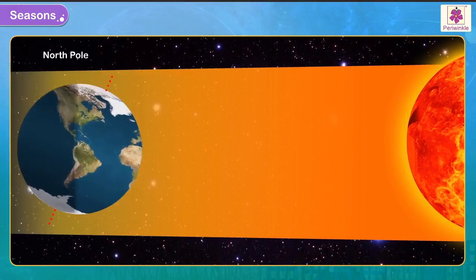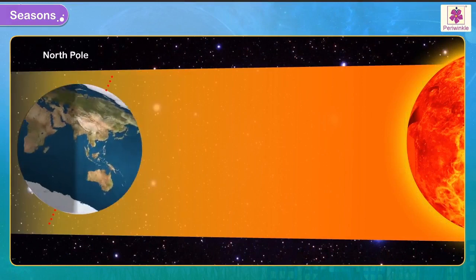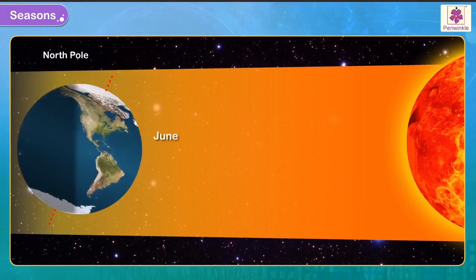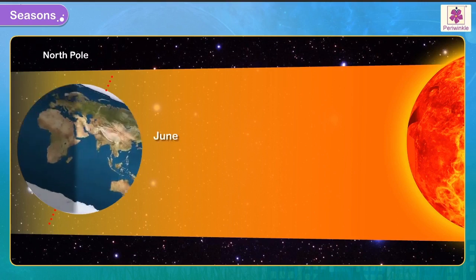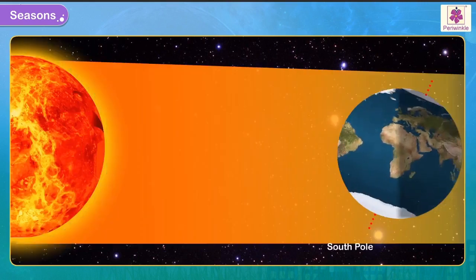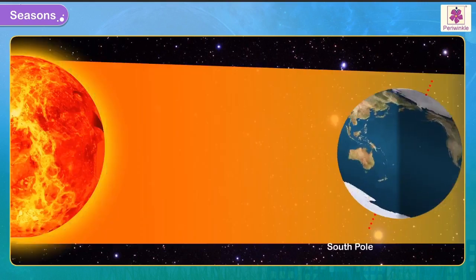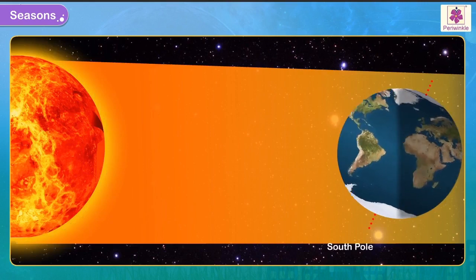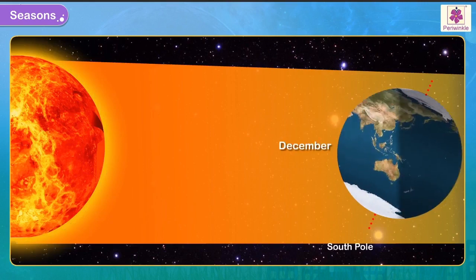The North Pole tilts towards the Sun around June. After 6 months, when the Earth is on the other side of the orbit, it is the South Pole that tilts towards the Sun around December.